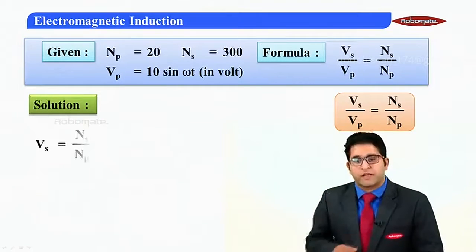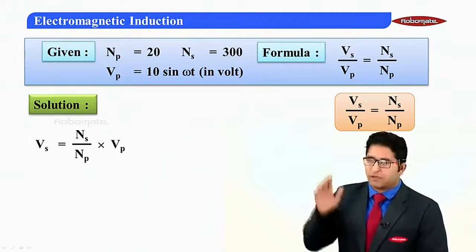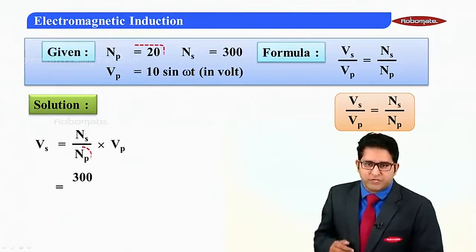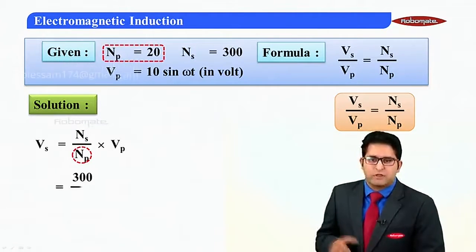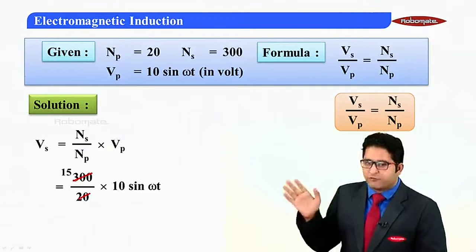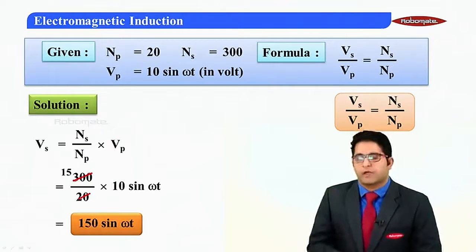Now let us start with the solution. I'll transfer Vp to the right hand side. So what will I get? Vs is equal to Ns upon Np multiplied by Vp. Now see the given data. We know all the values, so let us substitute. The value of Ns is 300. The value of Np is 20. Right? The value of Vp is 10 sine omega t. And on cancelling, I'll get 15 multiplied by 10 sine omega t, which is equal to 150 sine omega t.